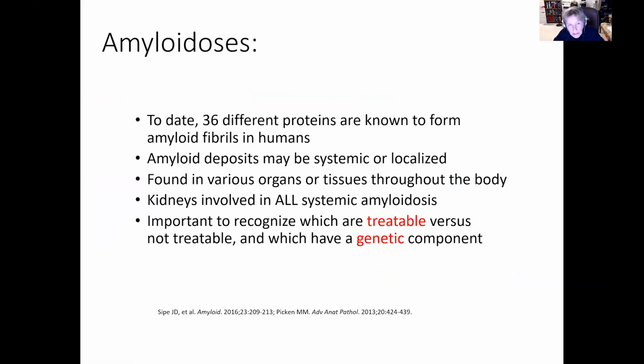So today, at least 36 different proteins are known to form amyloid fibrils in humans. Amyloid deposits may be systemic or localized, can be found in various organs or tissues throughout the body. Kidneys are involved essentially in all types of systemic amyloidosis, although to a variable degree. So it is important from the clinical point of view to recognize which amyloid types are treatable versus those which are not treatable and which have a genetic component.